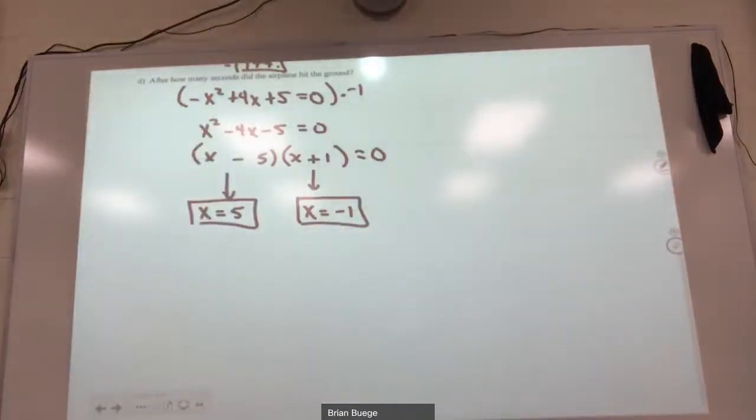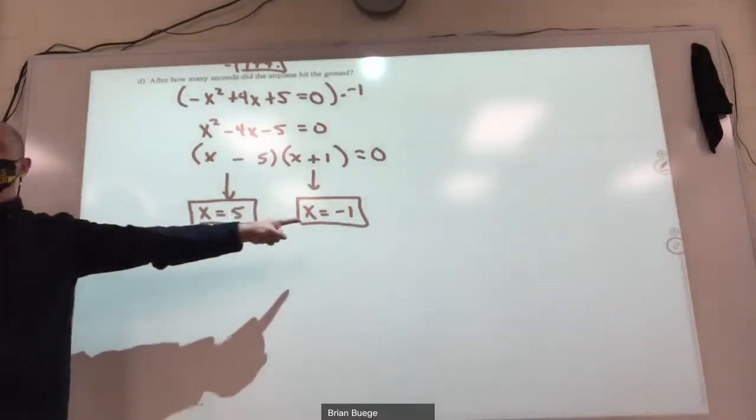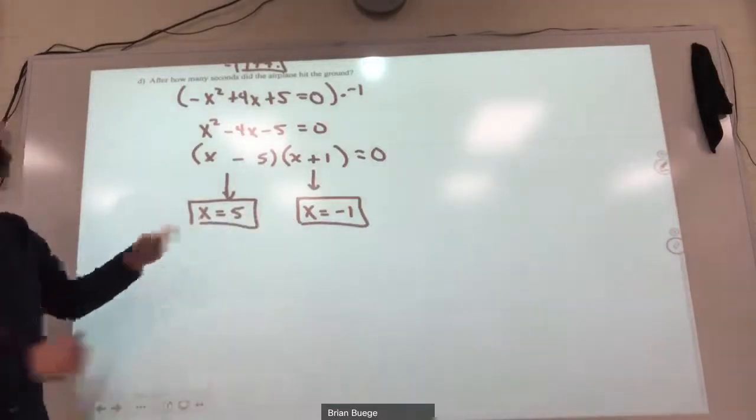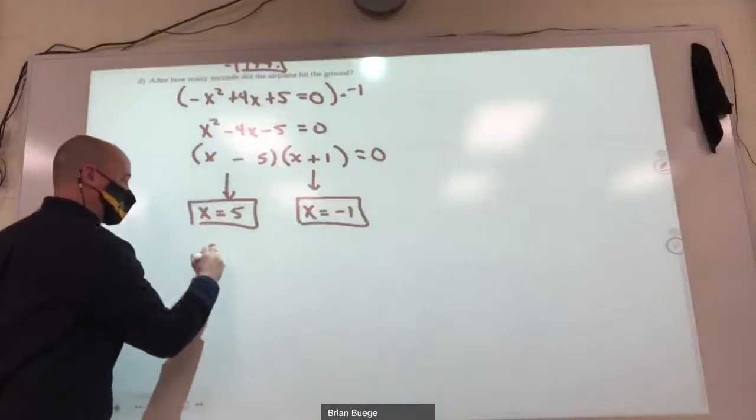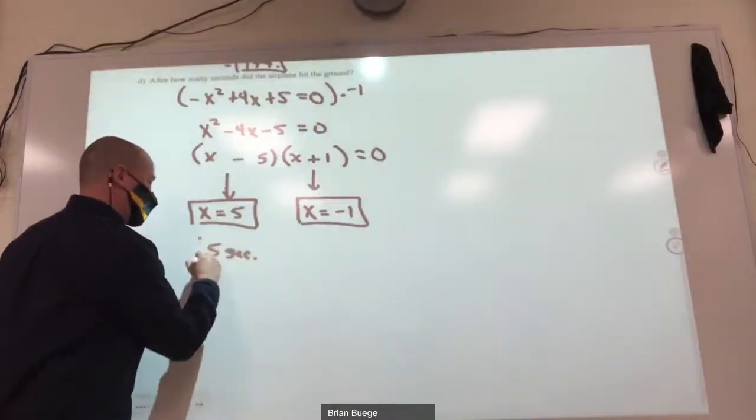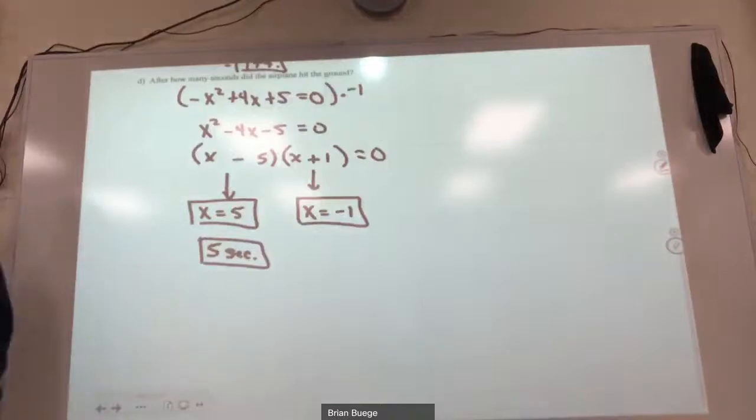Because the question says, after how many seconds does the airplane hit the ground? Yeah, -1 doesn't make sense, right? You're going backwards in time. Okay, so 5 is your actual answer to the problem. 5 seconds is how long it takes.